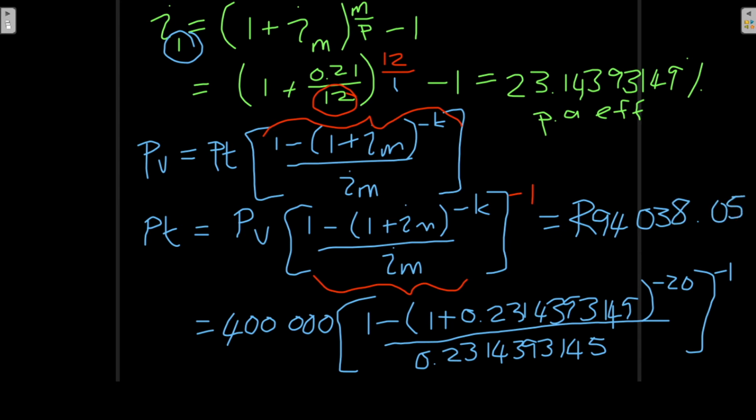Okay, so to settle the debt, Mr. Pasi will need to make 20 equal payments of 94,038 rands.